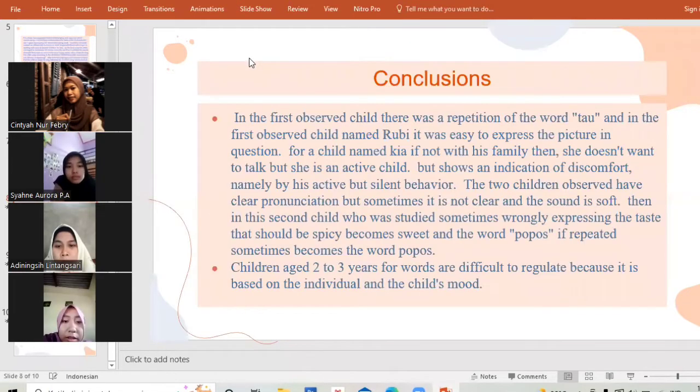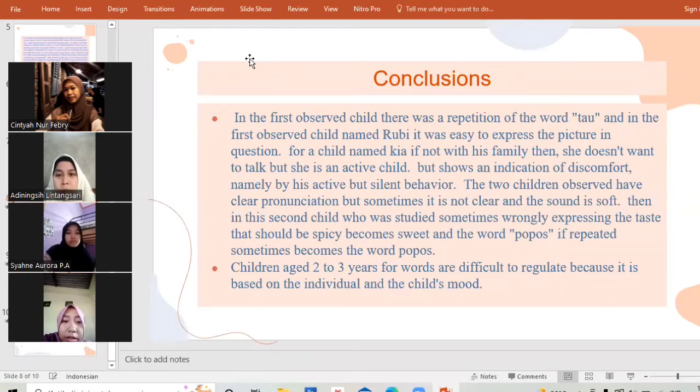Conclusion: understanding of sentences in children is often different from what is clearly pronounced, and there are words that have different meanings in children's pronunciation. When speaking, children are sometimes clear and precise, but there are also errors and repetition of words or sentences. The bird observed, chair, there was repetition of the word tau, and in the first observed child named Ruby, it was easy to express the picture in question for a child named Kia.